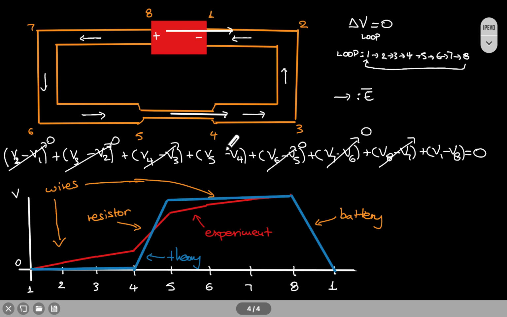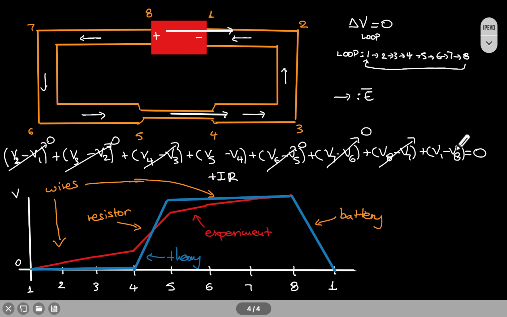Now, V5 minus V4. I go from 4 to 5, so I go to the left, the electric field goes to the right, so the potential increases. That means V5 minus V4 needs to be a positive number, the plus. Now, this is an ohmic resistor. When I work with a circuit, this is going to be an ohmic resistor, and I can use Ohm's law. The current that flows in the circuit times the resistance. So plus IR, plus, because this delta V needs to be a positive number.